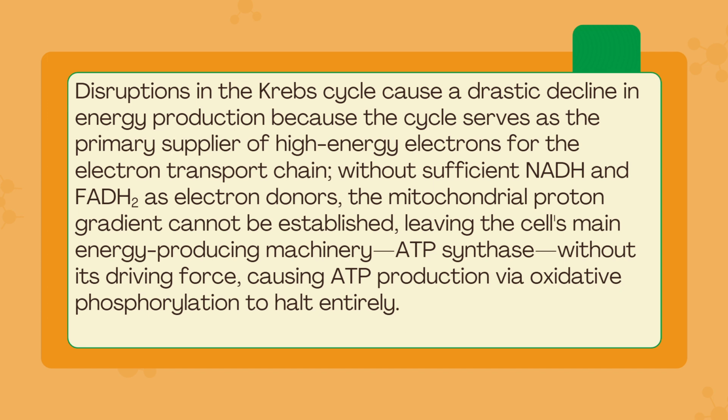Disruption in the Krebs cycle causes a drastic decline in energy production because the cycle serves as the primary supplier of high-energy electrons for the electron transport chain. Without sufficient NADH and FADH2 as electron donors, the mitochondrial proton gradient cannot be established, leaving the cell's main energy-producing machinery, ATP synthase, without this driving force, causing ATP production via oxidative phosphorylation to halt entirely.